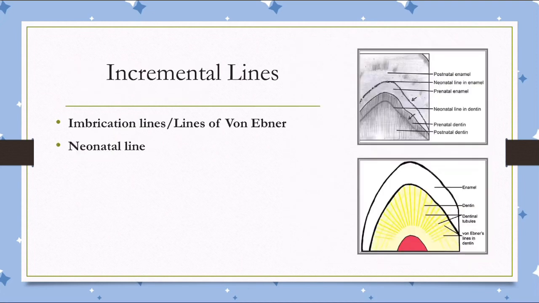Now let's take a look at incremental lines. So we have two different kinds of incremental lines. The first one is the lines of von Ebner. These lines are the lines that form as the dentin is deposited over time.